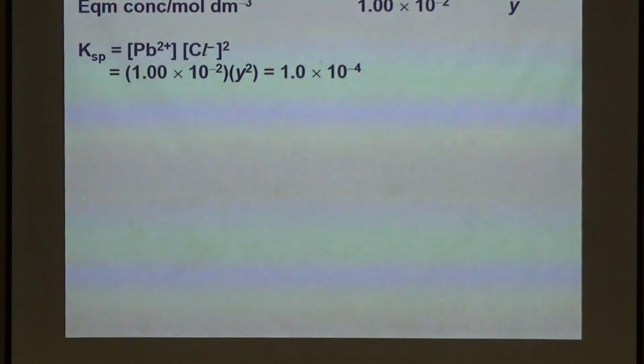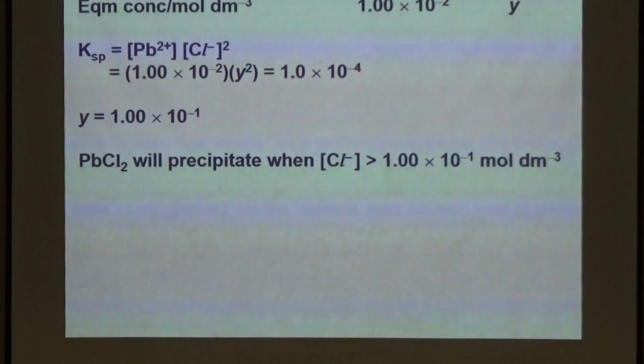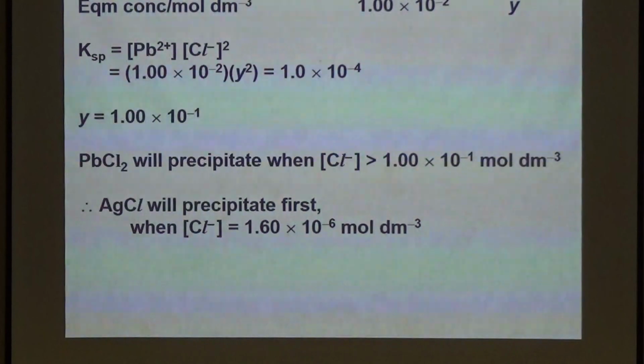So, for lead chloride, then calculate, the chloride concentration is 1 times 10 to the power minus 1, so it's 0.1 basically. So, lead chloride will only precipitate when the chloride concentration exceeds 0.1 mole per meter cube. Okay, so silver chloride precipitates first. Okay, and when the chloride concentration is 1.6 times 10 to the power minus 6. Alright? Are there any questions so far?